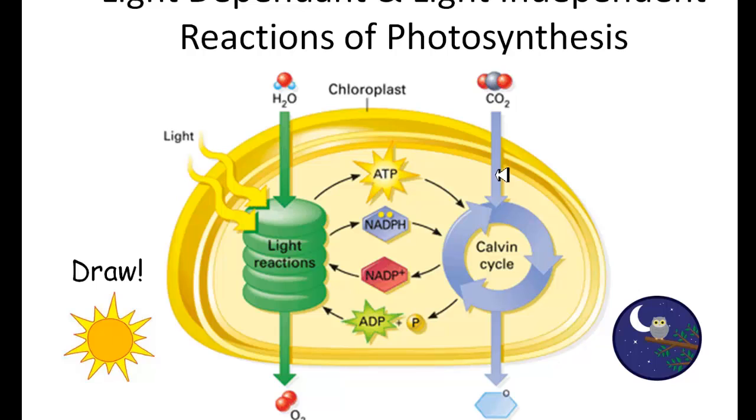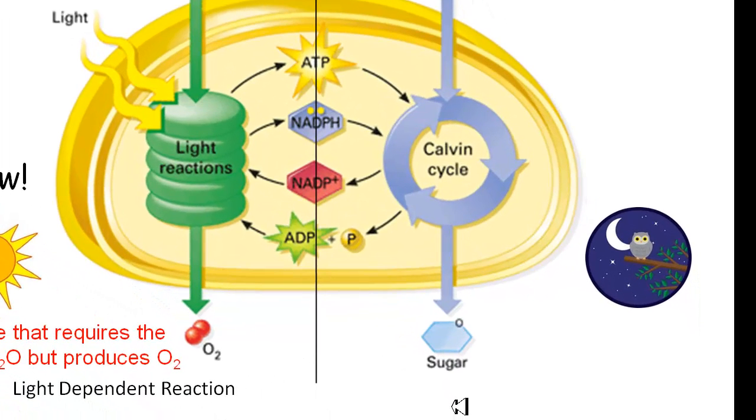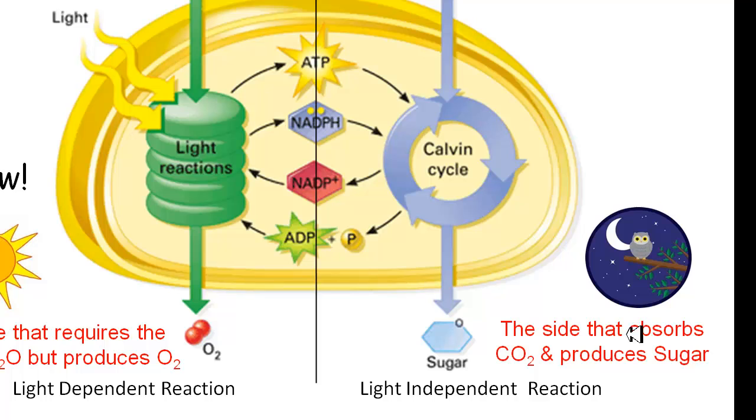This is where we pull in the carbon dioxide if we're a plant, and we use the power and the electrons to make the sugar, the C6H12O6 glucose. So this is the light-dependent part of it. This is the light-independent part of it. And you can see there it goes. And then there's the light-dependent side that requires light and water to produce oxygen. Here's the light-independent, the side that actually absorbs carbon dioxide and produces the sugar.